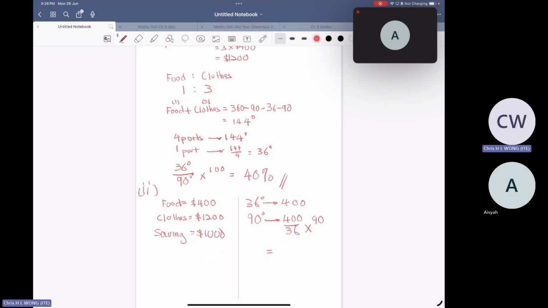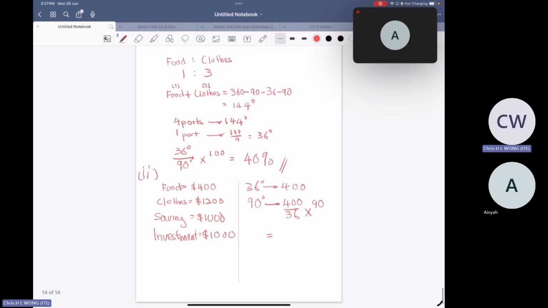What else? Investment, how much? Also 90 degrees, right? So also 1,000. So write it down. Investment 1,000. Tax 36 degrees. How much is 36 degrees? Same, the same. Also 400, because tax is also 36, right? And you already found out 36 is 400 just now. So same thing. Tax 400.